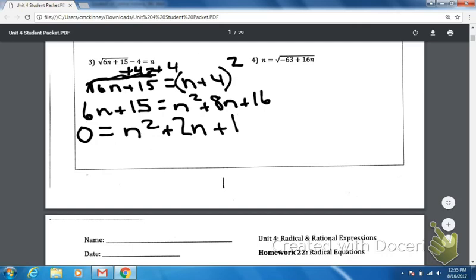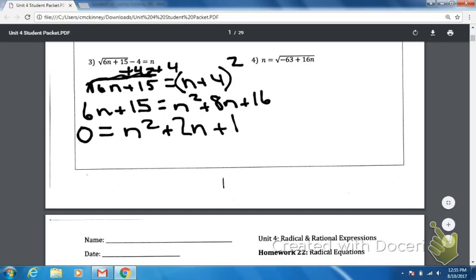Yeah, Mitchell. Does it matter if you subtract the 8 from the 6? You want your n squared term to be positive. Okay, so you don't want your quadratic term, your squared term, to be negative. So that's why I subtracted the 6n.